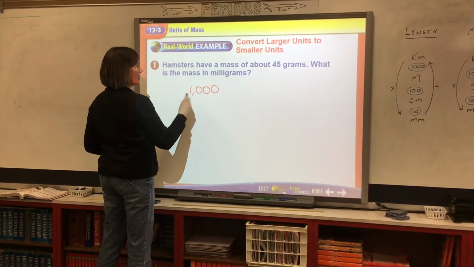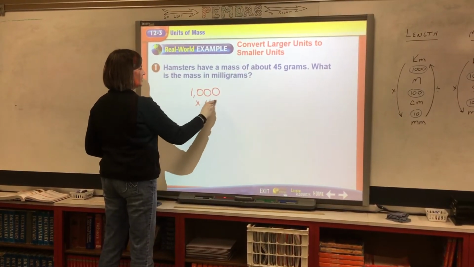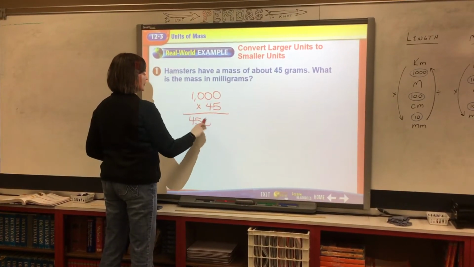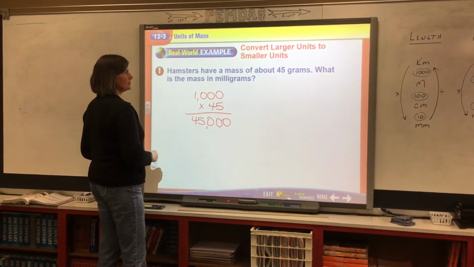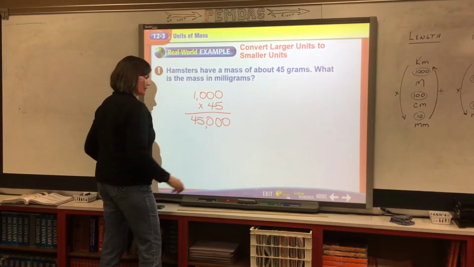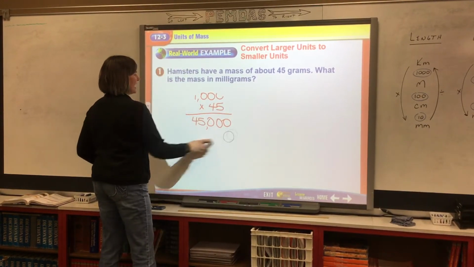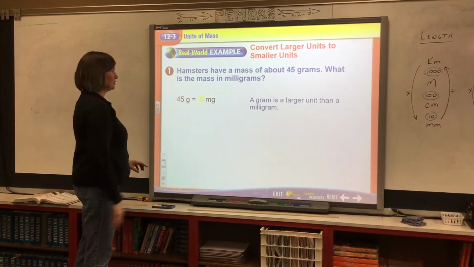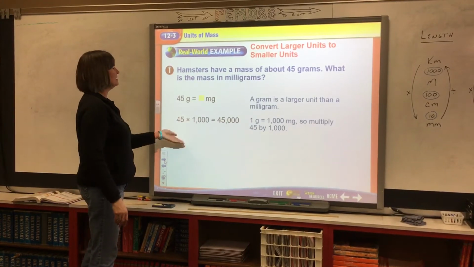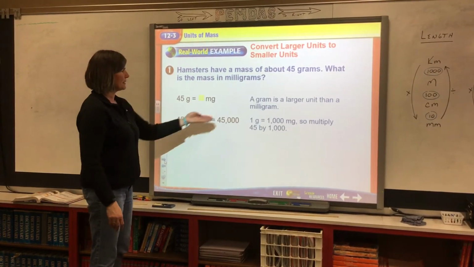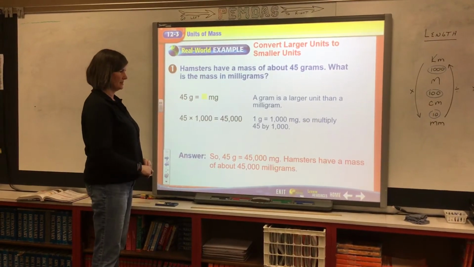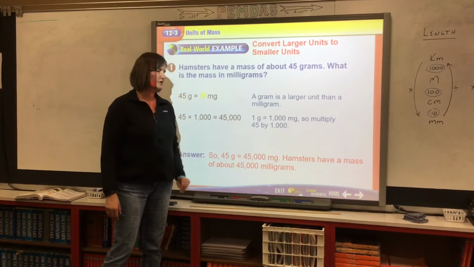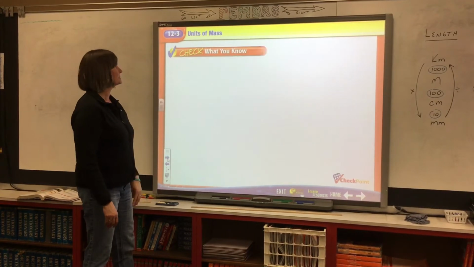If there are 1,000 milligrams in 1 gram, we are going to multiply, and that's mental math. 45 times 1 is 45, and then we just count those zeros. If the hamster weighs 45 grams, how many milligrams will it weigh? 45,000. It'll weigh 45,000 milligrams. Since a gram is a larger unit than a milligram, we multiply. We took 45 and multiplied it by 1,000 and got 45,000 milligrams. So hamsters weigh 45 grams, which is equivalent to 45,000 milligrams.